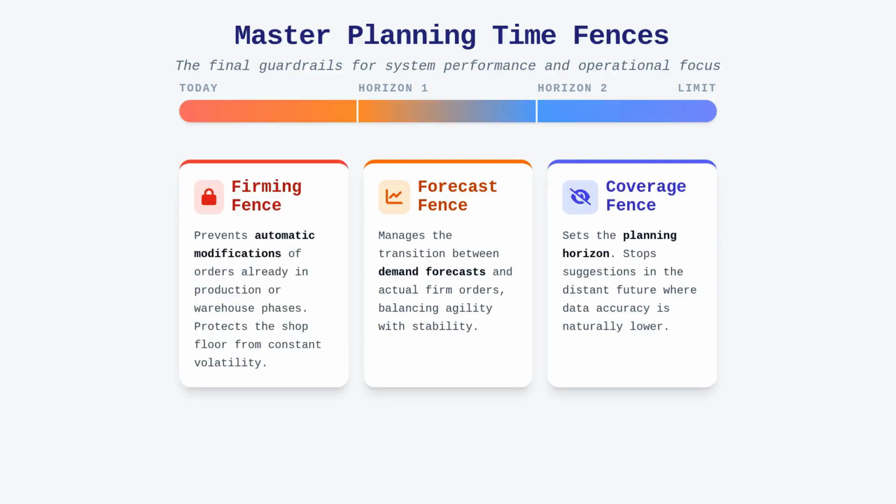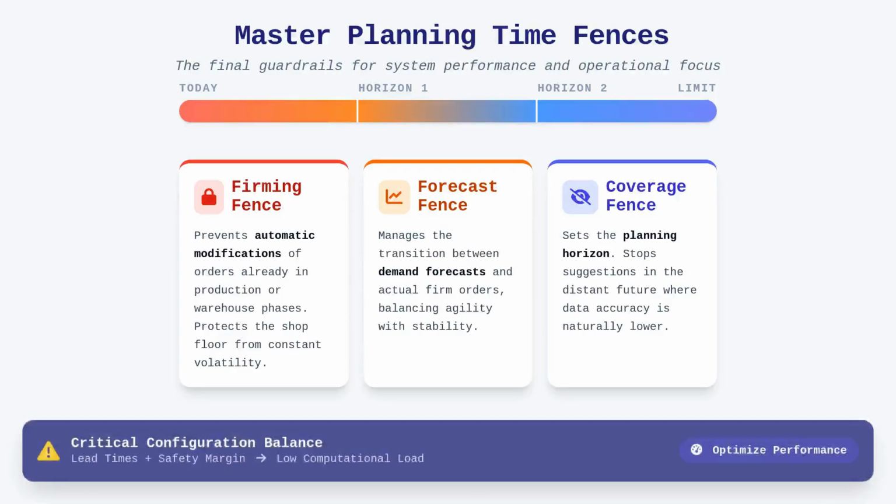Firming time fences are equally critical, as they prevent the master scheduler from automatically modifying planned orders that have already entered the planning phase of the warehouse or production floor. When configuring these, consider the trade-off between visibility and computational load, as excessively long time fences on a high-volume item count will inevitably lead to increased processing times during your master scheduling batch jobs. The goal is to set these fences just wide enough to cover your lead times plus a safety margin, while keeping them constrained enough to maintain a responsive planning environment.